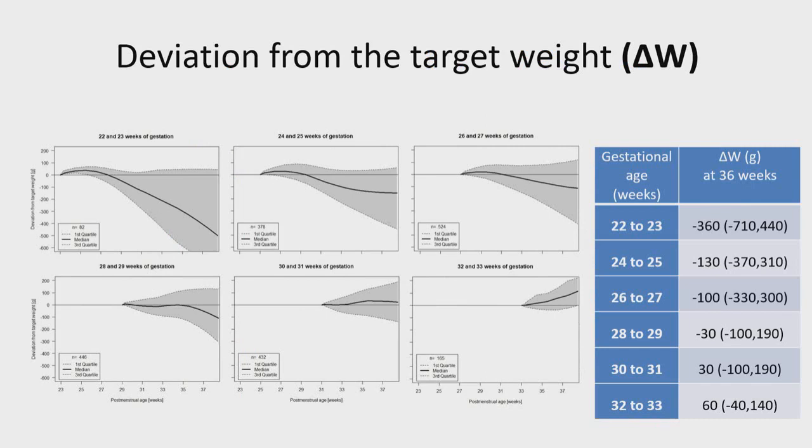What you see here is an overview about the deviation from the target weight for infants born at different gestational age, 22 to 23, then increasing gestational age up to 32 weeks here. What we see is that infants with more immature gestational age were more below the target trajectory. Here shown, the full line is the median deviation for postmenstrual age, shown in the x-axis. However, infants with a later gestational age were able to achieve the growth trajectories.